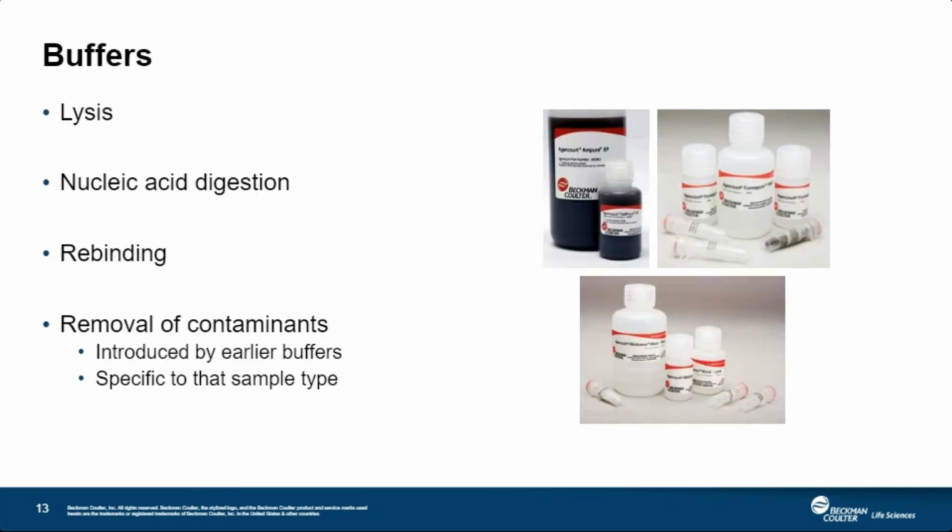So again, when you look at these kits, there's very simple things in here, things that everybody is familiar with. There's a lysis step, so there are lysis buffers. You're going to have a nucleic acid digestion step in there. So you'll digest the type of nucleic acid that you're not interested in. You can have some rebinding buffers that aid in your washing steps and post-wash. And the goal of all of this is for the removal of those contaminants. So either contaminants that were introduced with buffers you used earlier in the process, or that are very specific to the sample type that you have.